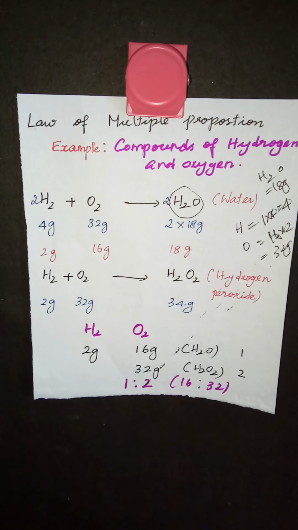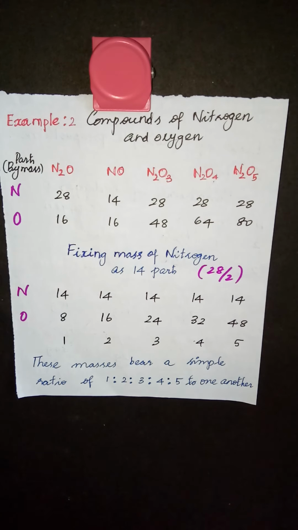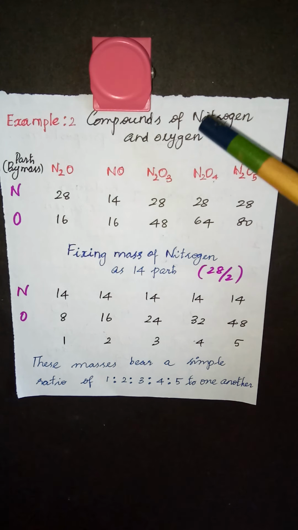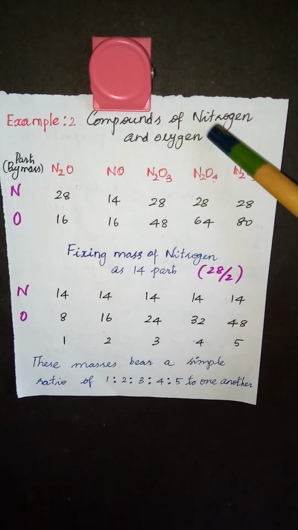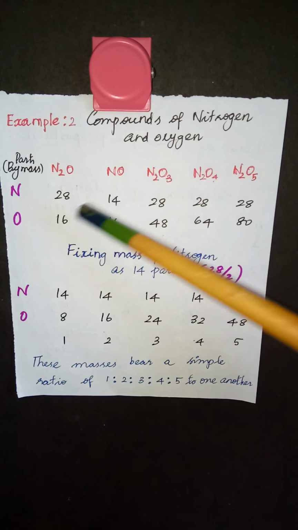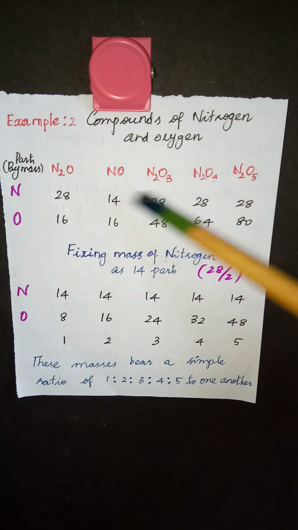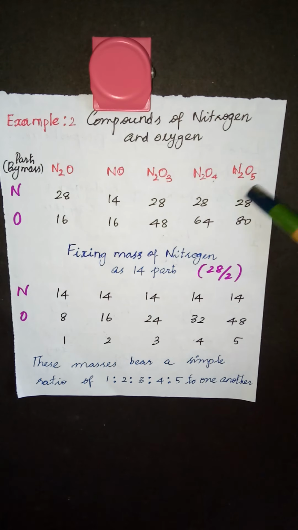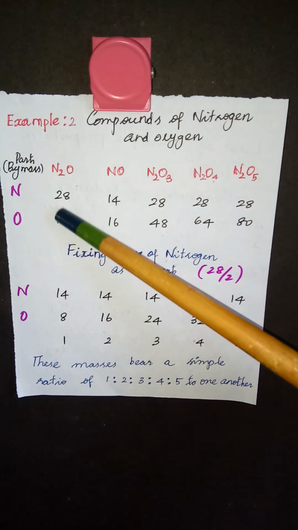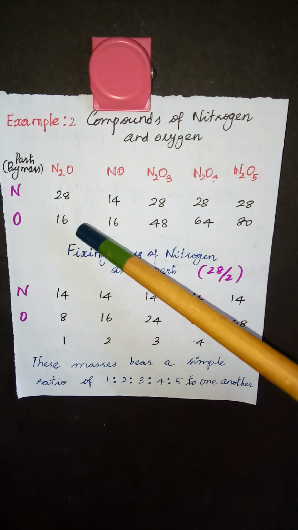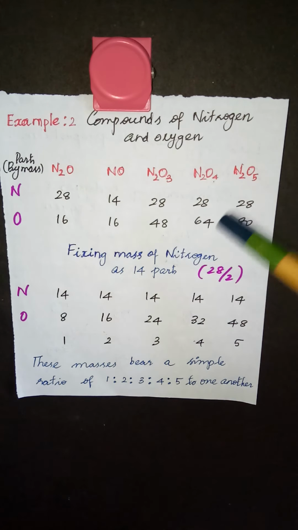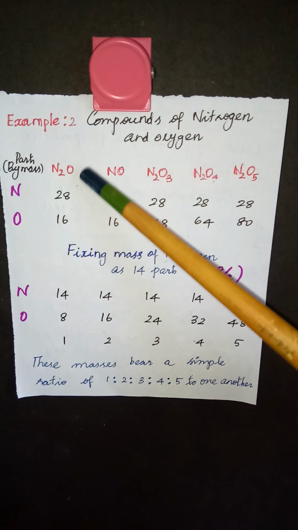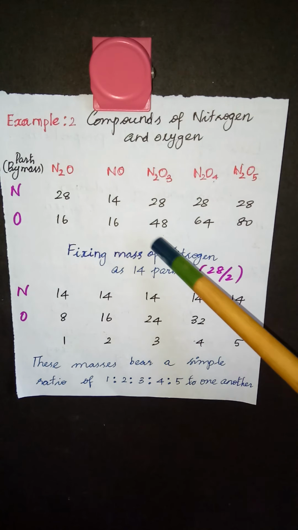I'll explain this with one more example. Here we are taking the examples of compounds of nitrogen and oxygen. See, nitrogen and oxygen can combine together and form these 5 compounds: N2O, NO, N2O3, N2O4 and N2O5. Now we are going to calculate the parts by mass, which means the molecular mass. And I'll be teaching atomic mass and molecular mass calculation in the next video because you have a separate topic on that. So as for now, you just try to understand how we are calculating for these compounds.